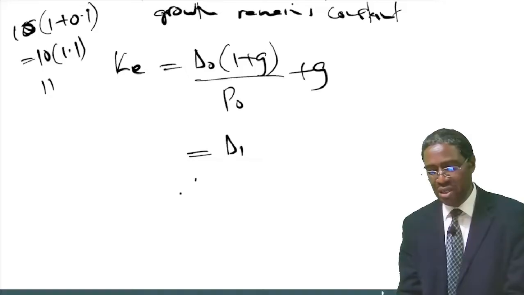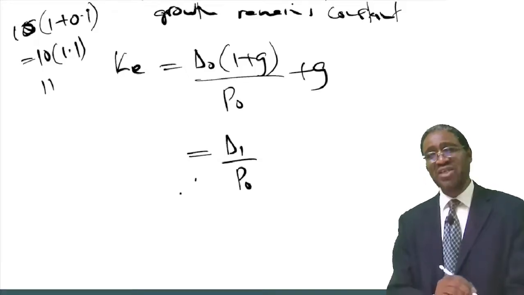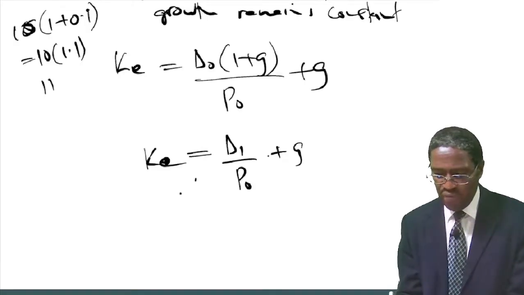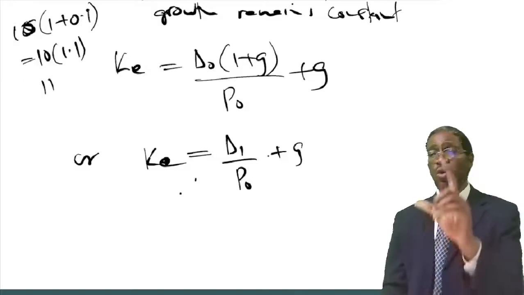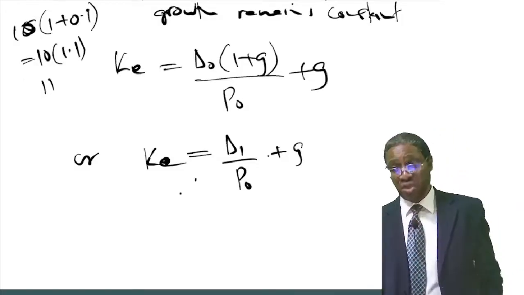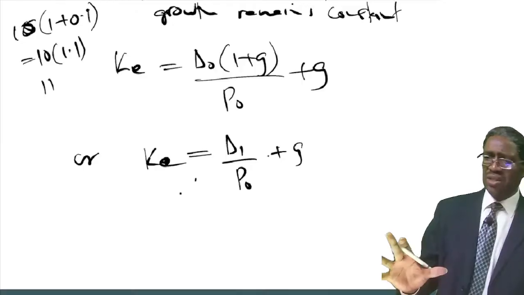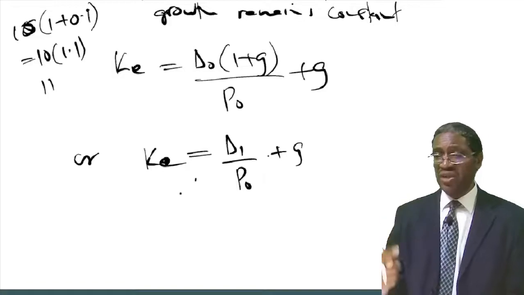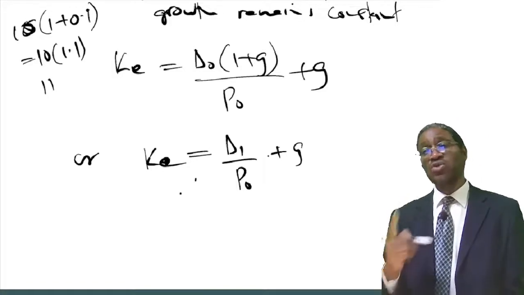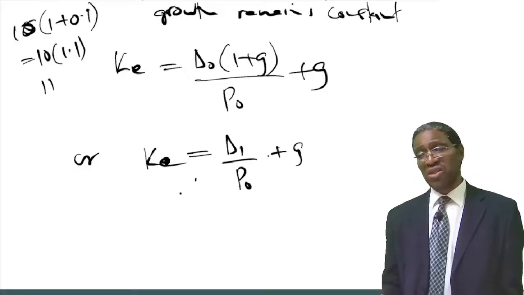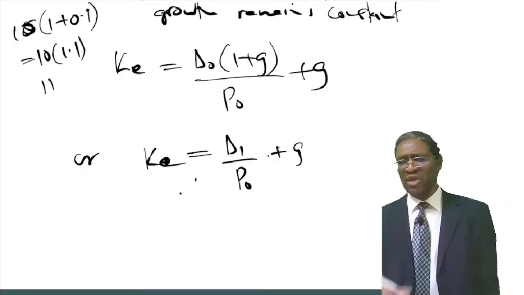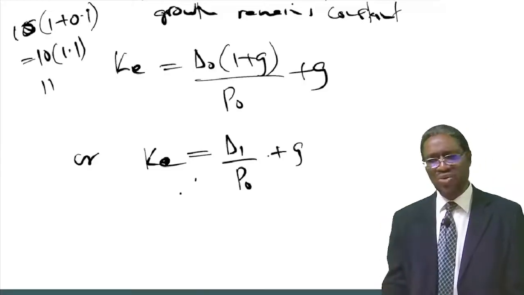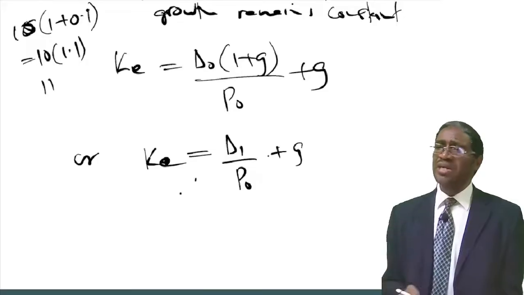We shall be using D1 to represent the expected dividend. Then you divide that by the current market price, then plus G. So this is another way of expressing the cost of ordinary shares where there is a growth rate. Otherwise, this formula can be derived. We don't want to derive it now, but there is a way to derive this formula of the cost of capital where there is a growth rate. What you just need to remember is how to use it to compute.